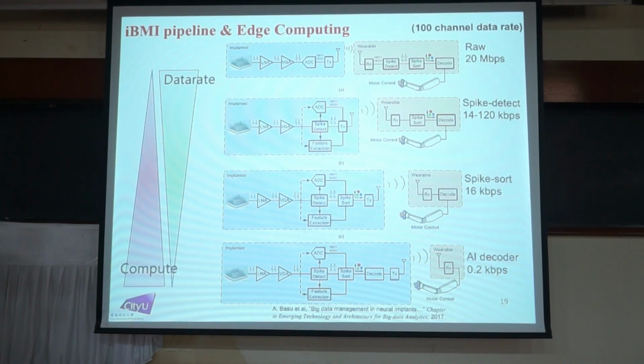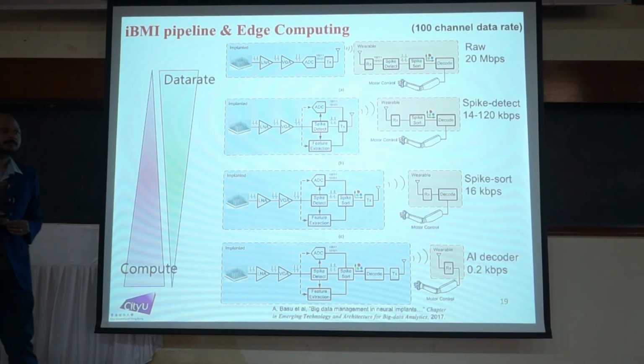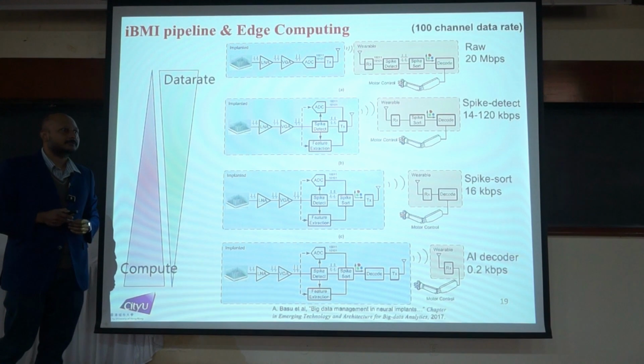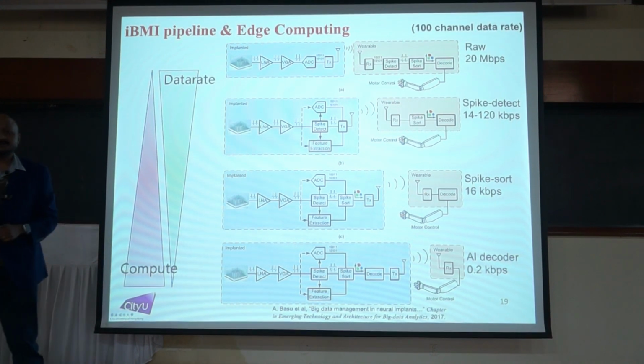But of course, there's a trade-off. A trade-off is, okay, as data rate is going down, your compute is actually going up. So you have to make sure that you can keep your compute power within limits. Okay, yeah, there was a question. So is this spike sorter digital or analog? Good question. Is a spike sorter digital or analog?